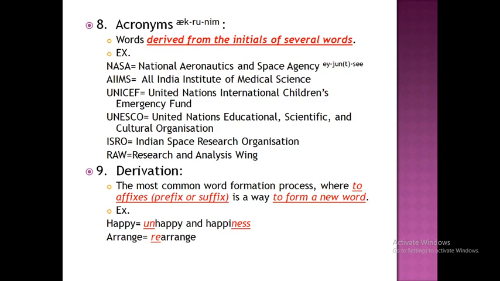The ninth process to get a new word is derivation, and this is one of the most common ways to form a new word, where affixation is a way to form a new word. I have already explained that affixes are those where we add a prefix and suffix, some letters at the initial and at the end. For example, happy: if you add un at the initial, it becomes unhappy. Another word: if you add ness at the end as a suffix, it becomes happiness. The same here: arrange, rearrange. So this is the process of derivation word formation.